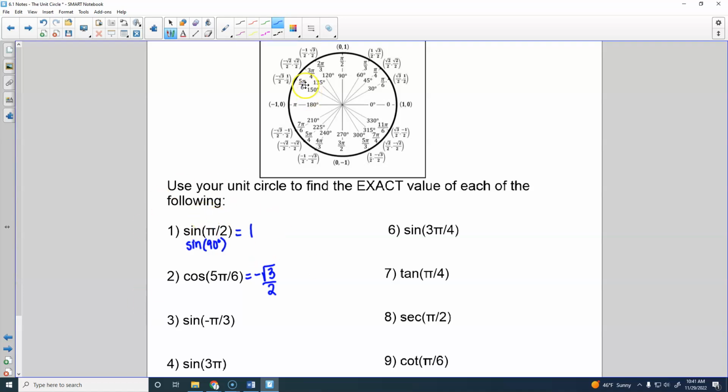Okay. All right. So you're finding sine of pi over 2. That pi over 2 is an angle. So you're going to go on your unit circle to where you have the angle of pi over 2. Right here is our spot. If you're looking for sine, it is your y coordinate. So the y coordinate of that point is 1. So 1 would be your answer.